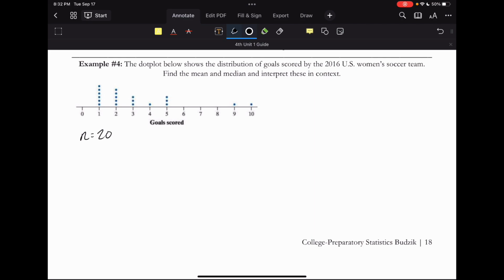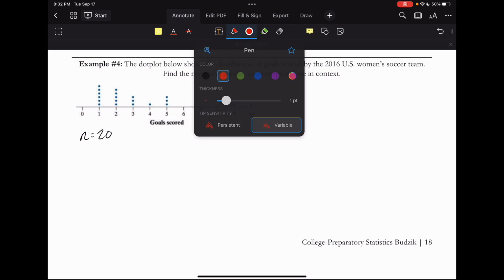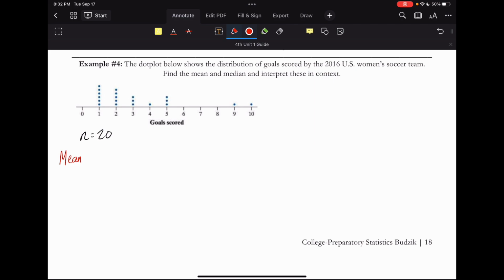To find now the mean from a dot plot, you could go ahead and add everything 1 plus 1 plus 1 plus 1 plus 1 plus 1 plus 2 plus 2. I'm going to do it a little bit of a quicker way. So if I take a look at my mean, I know that I have 6 ones, so I'm just going to do 6 times 1, just to make it a little quicker. 2 comes up 5 times, so that's going to be 5 times 2. There were 3 games with 3 goals, so that's going to be 3 times 3. There was one game with 4 goals, so that's going to be 1 times 4. 3 games with 5 goals, so plus 3 times 5.